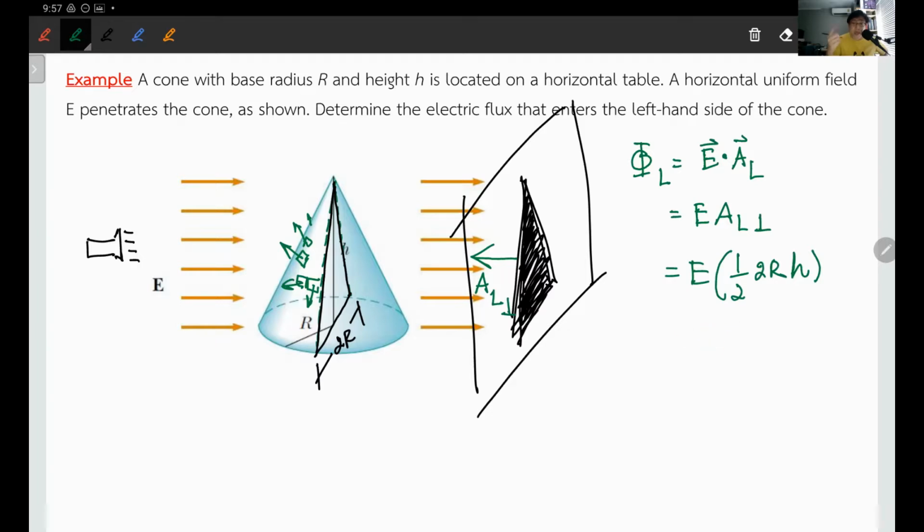However, because the A vector right now that we are talking about is pointing to your left, it's going to be cosine 180. The electric field is pointing to your right, A sub L perp pointing to your left. So there is a 180-degree angle between these two. That means it's going to be a negative flux. We know that because the electric field is trying to get inside this closed surface. So the answer is negative E r h. Done.